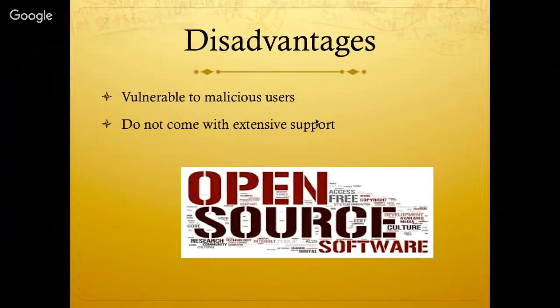The second is that it does not come with extensive support. Open source is easier to access and easier to improve or turn into new applications, so it needs to be supported by the users. But some open source software is not that easy to access and improve, so it does not have extensive support.